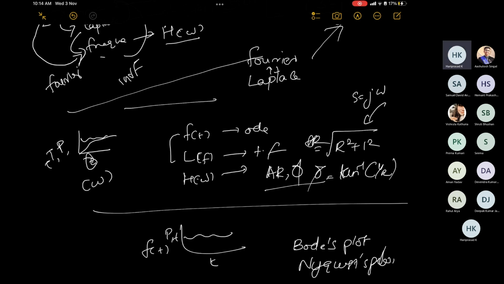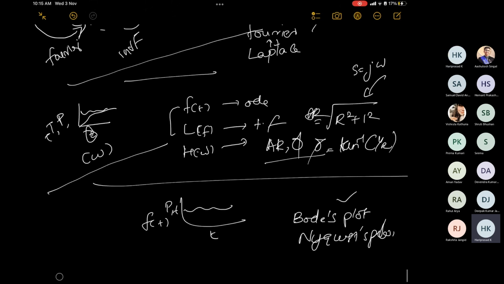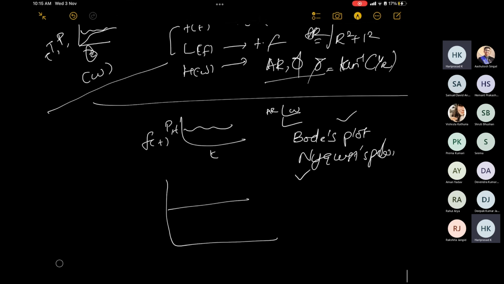So there are two traditional ways of representing the frequency domain, what you call graphical representation of the system. One is, I think I have written, Bode plot and Nyquist plot. Bode plot is a two-part plot, so it is basically amplitude ratio versus omega, or phase angle versus omega.